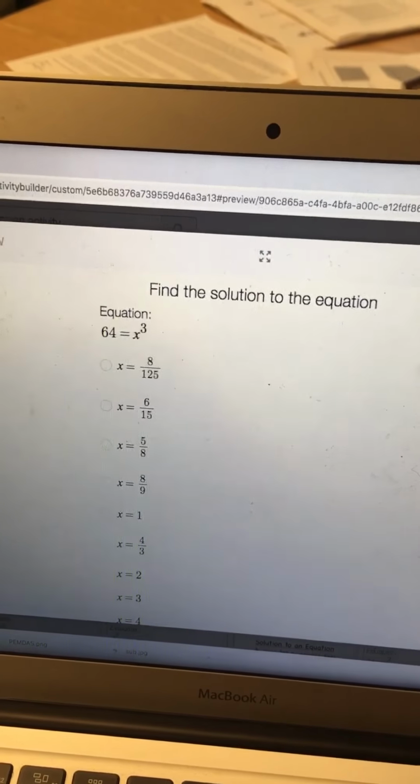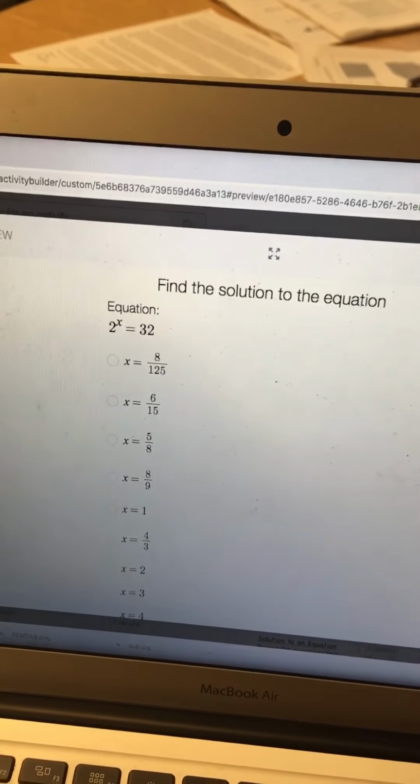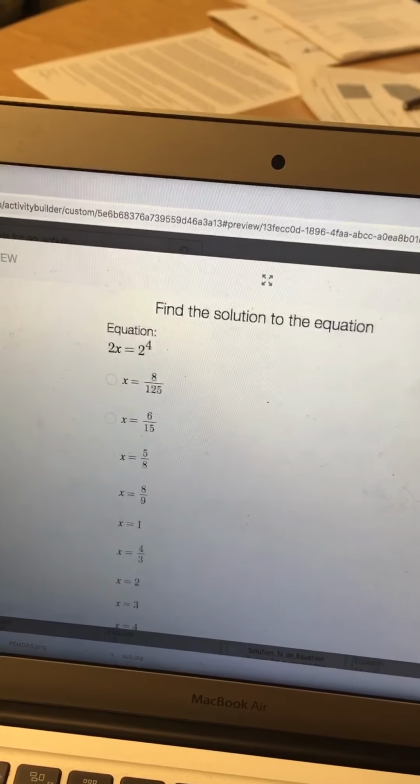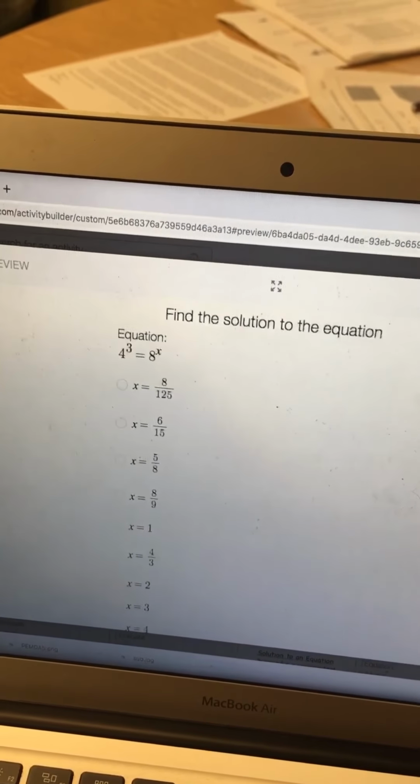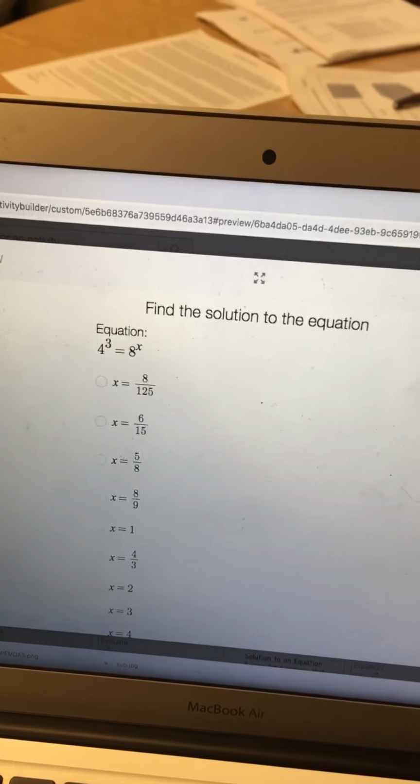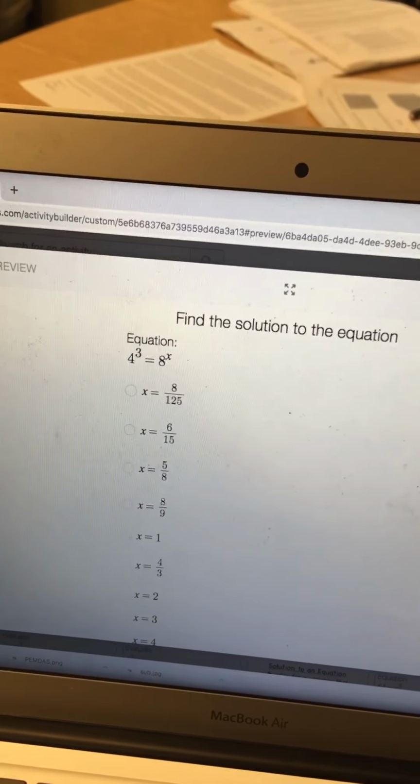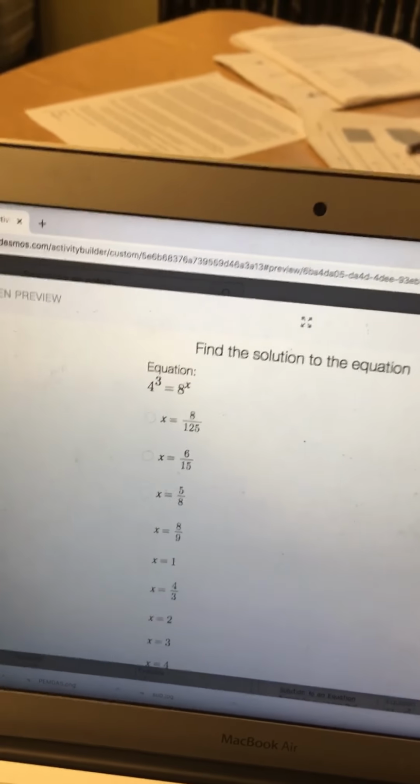So you're going to do that for all of these equations. You're going to choose one of the options. Write them out if you get stuck. And then when you get to this point, you're done. And we will send out some sort of answer key for you to check your work later. Okay, great job with your first virtual learning.